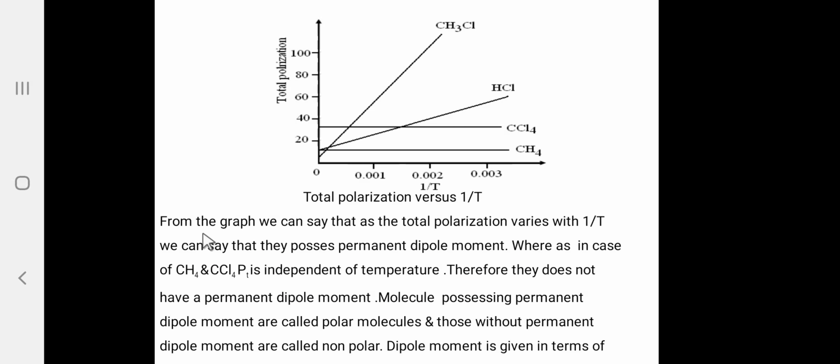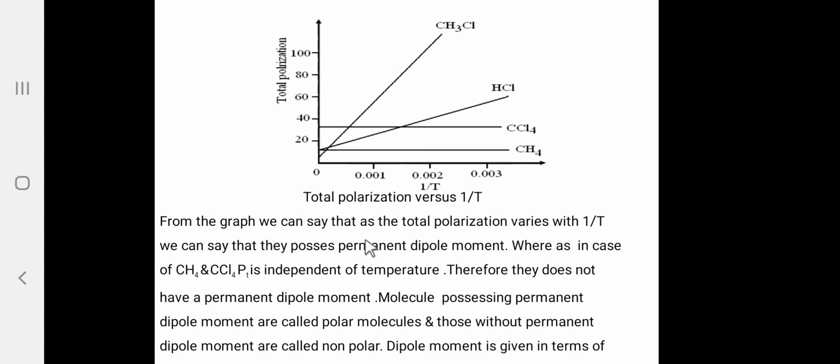From the graph again we can say that as the total molar polarization varies with 1 upon T, they possess the permanent dipole moment, whereas in case of carbon tetrachloride and methane, this Pt is independent of the temperature, therefore they do not have permanent dipole moment. All of you know that molecules possessing the permanent dipole moment are called polar molecules, and those without permanent dipole moment are called non-polar molecules.